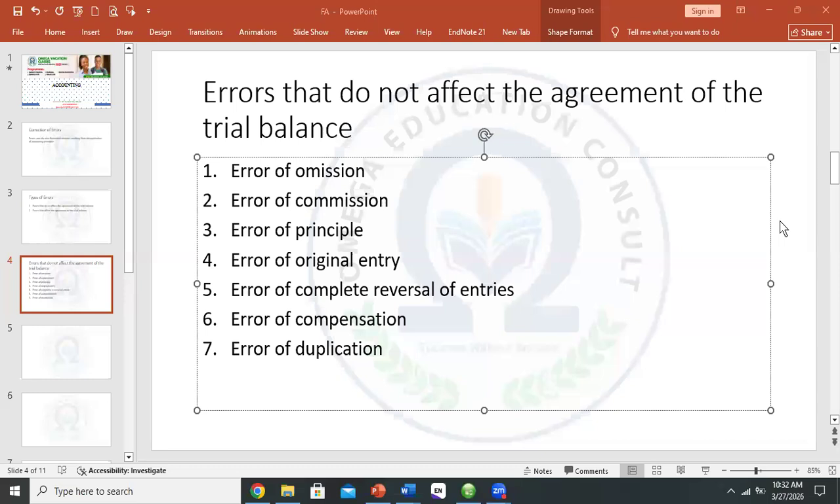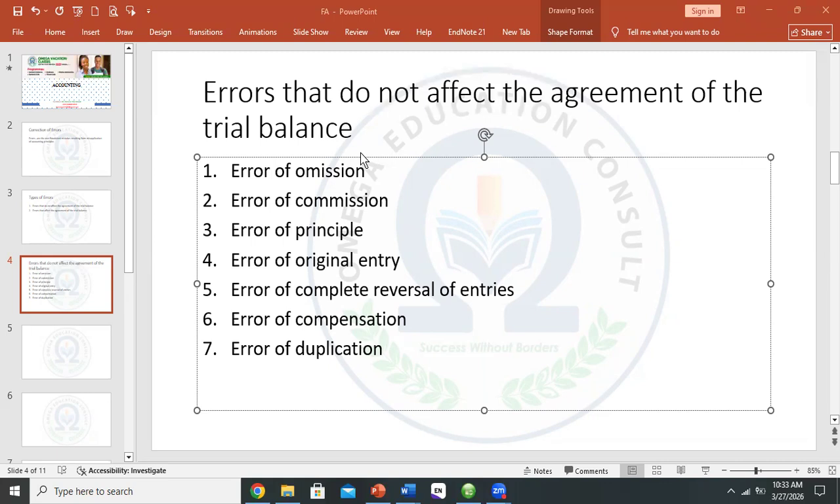The error of complete reversal of entries. The example you give is they exchange the accounts for the double entry, that is the sales at the debit side and the cash at the credit side. Even though they exchange it, they use the correct amount, which made it an error of complete reversal of entries. Okay, thank you very much. So complete reversal, they have reversed the entries.